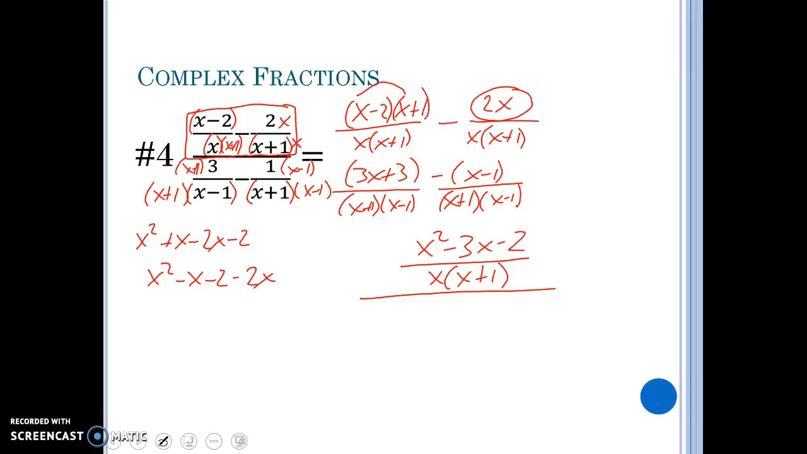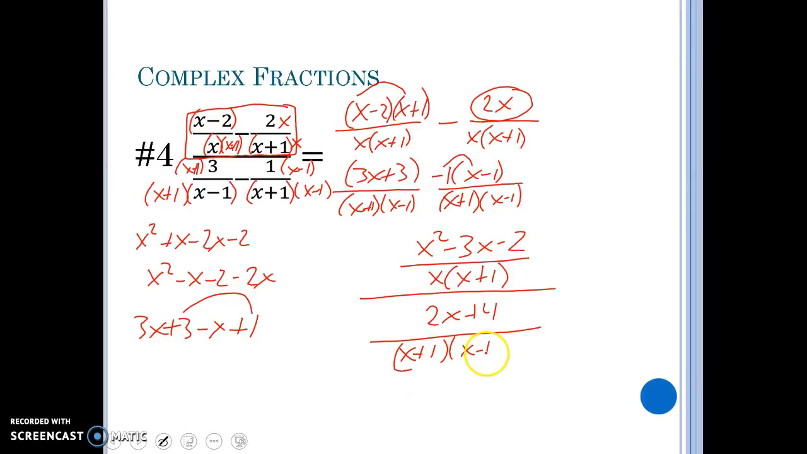So let's just take a look at the numerator here. I have 3x plus 3. If I distribute this negative 1, I'm going to have minus x plus 1. That's going to give me 3x minus x is 2x. 3 plus 1 is 4 over my common denominator, which is x plus 1 times x minus 1. Well, at least now I have just fractions. I'm not adding anything in there.